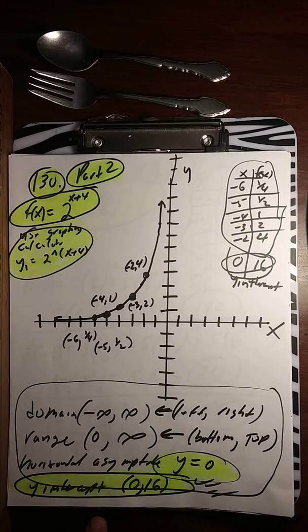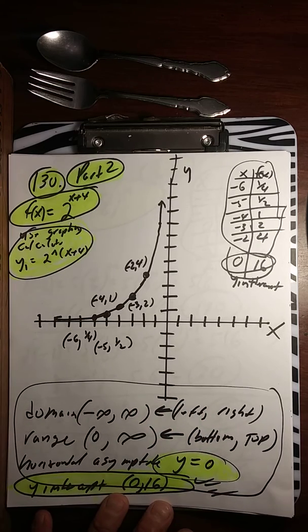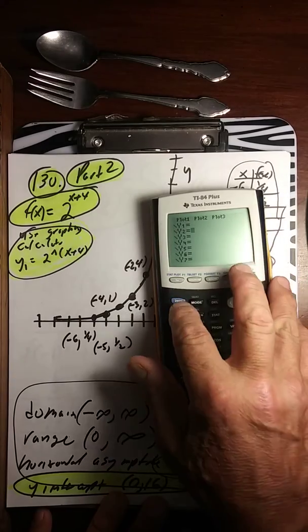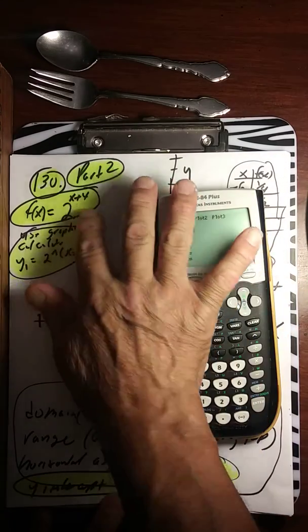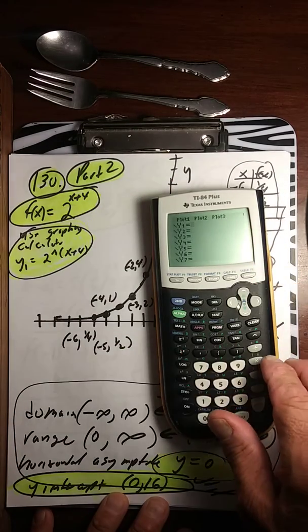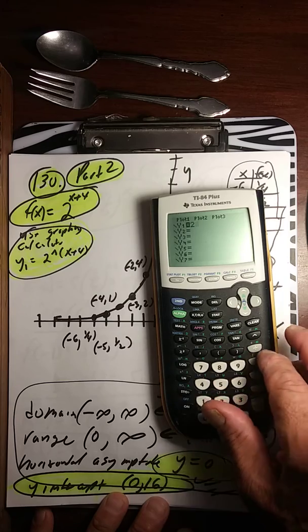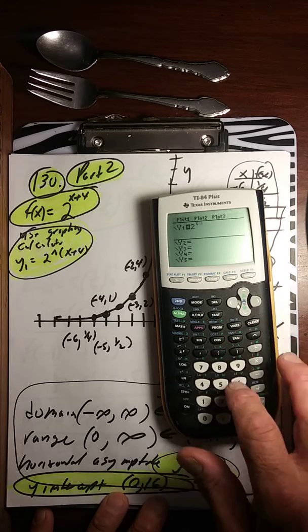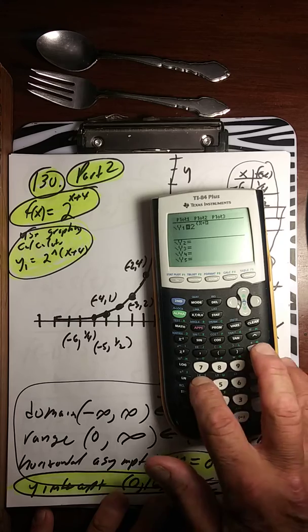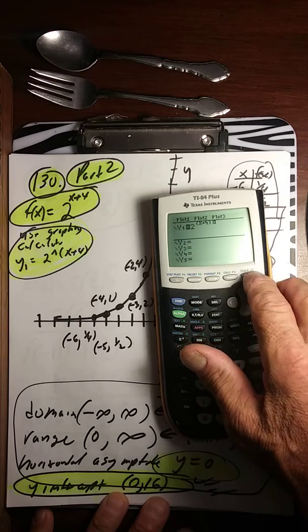Can you put it in the calculator? Sure, let's do that right now. Okay. Alright, let me get my machine. So y is 2 to the power of parentheses x plus 4. X plus 4, close it, should be good.